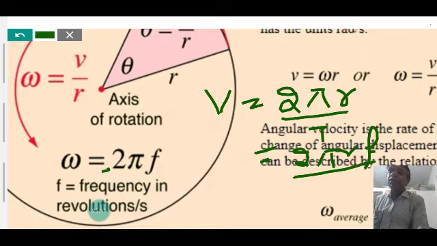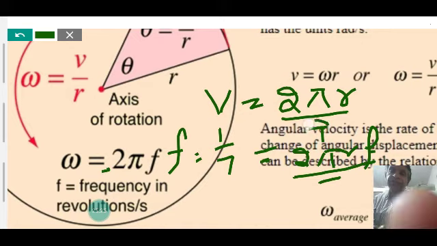F is the frequency, the number of revolutions, and T is the time period. The frequency F is equal to 1 by T. So angular velocity may be written as 2πf, where f is equal to 1 by T. F is the frequency in revolutions per second. The number of revolutions per second is known as the frequency.